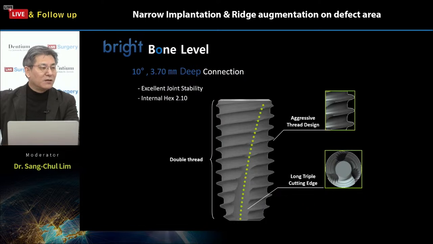And the Bright bone level, the unique feature is the 10 degree connection. This one is not compatible with Superline and Implantium fixtures. However, this 10 degree, 3.7 deep connection gives us a lot of advantages, like excellent joint stability and a smaller screw hole. And this aggressive thread design gives better initial fixation in poor bone qualities.